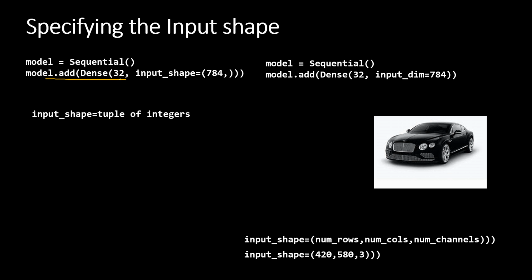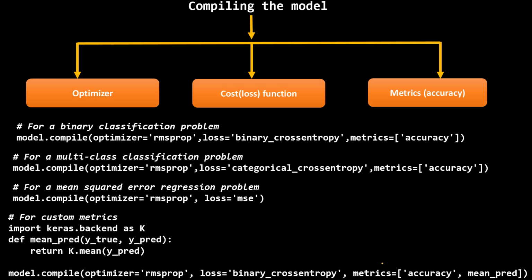So the first layer is of 32 units, and the input shape that's coming to this neural network model is a 784 dimensional vector. And you can give input in this way also, either input shape equal to (784,), or if it is a one dimensional vector, input dimension equal to 784. So input shape is basically a tuple of integers, and if you have, for example, an image as input, then your input shape will be number of rows, number of columns, and number of channels, in this format.